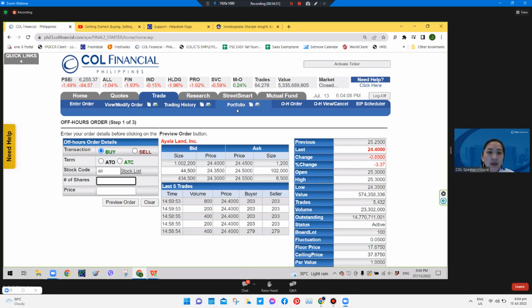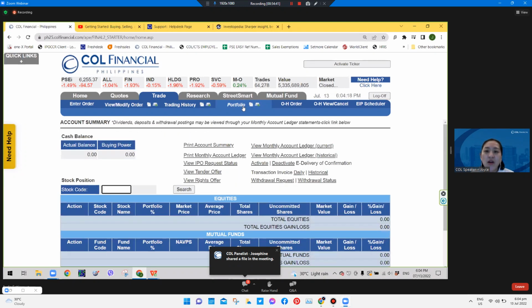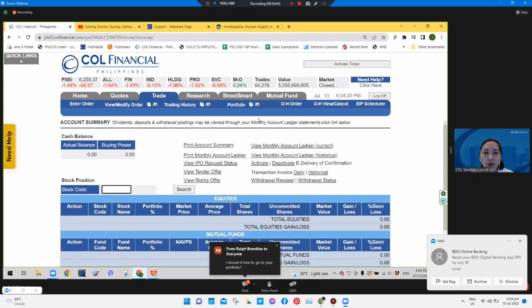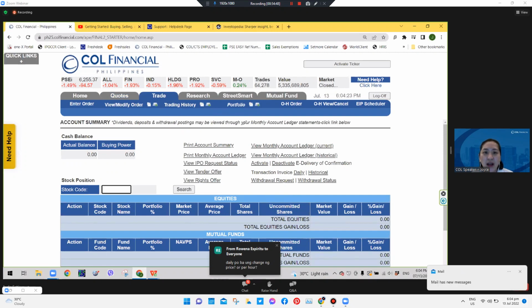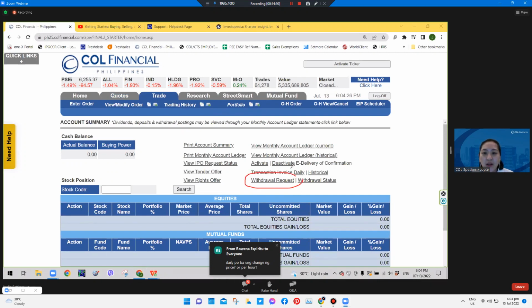Okay, so the last thing that I want to show you guys is, just in case you sell and you want to withdraw your funds from your COL account into your bank account, all you have to do is go to your portfolio and go to this withdrawal request. So I'll highlight that here for everyone. If you want to withdraw funds from your COL account, just click the withdrawal request link here.